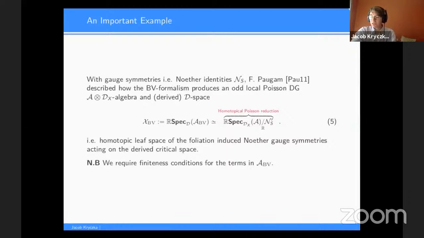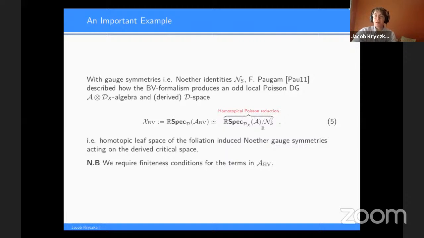So the last thing I want to mention, with the 30 seconds or a minute I have left, is that these kinds of objects in the D setting were first described by Frédéric Paugam, where he mentions how the BV formalism in gauge field theory produces an odd local Poisson, or Poisson differential graded D_X algebra over the algebra of functions on the jet space, and correspondingly a derived D space that I've written here. Roughly speaking, this should be interpreted as the homotopical Poisson reduction of the derived critical locus by foliation induced by gauge symmetries.